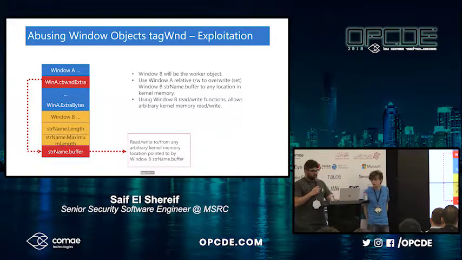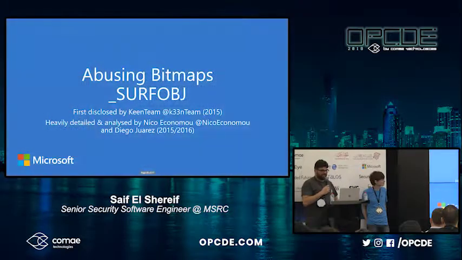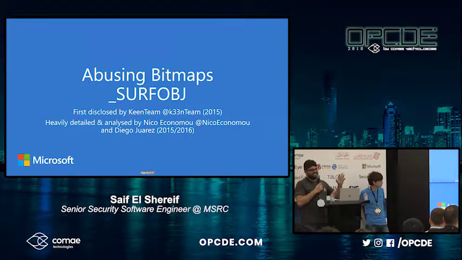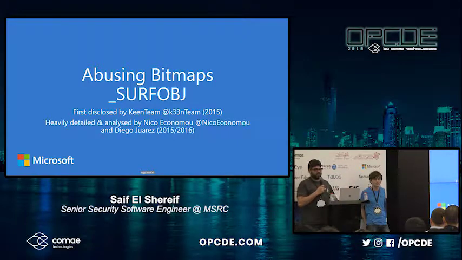Now, after this was abused heavily during 2015, 16, and 17, you name it, the Keen team back in 2015 decided to disclose a bitmap technique, very sneakily to be honest. They just mentioned it in one slide, but then Nico Economou and Diego Juarez took that mention in 2015 and did a complete and detailed analysis of how we can abuse bitmaps. Bitmaps are images, for those of you who don't know, and this is actually allocated in kernel memory.